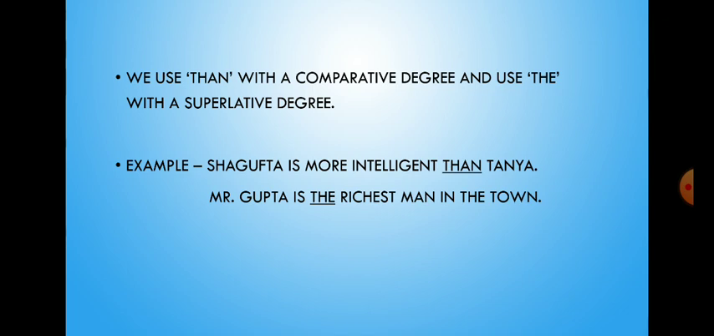The next example is Mr. Gupta is the richest man in the town. Now, in this sentence, richest is the superlative degree of adjective. And to write the superlative degree of adjectives, it is compulsory to add the article the before the superlative degree of adjective. That's why in the sentence it is written Mr. Gupta is the richest man in the town. So the is always added with superlative degree and than is always added with comparative degree.